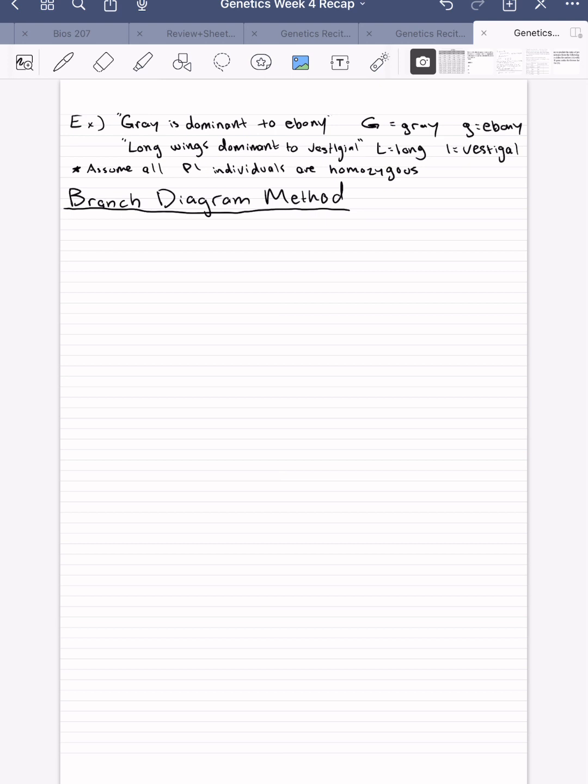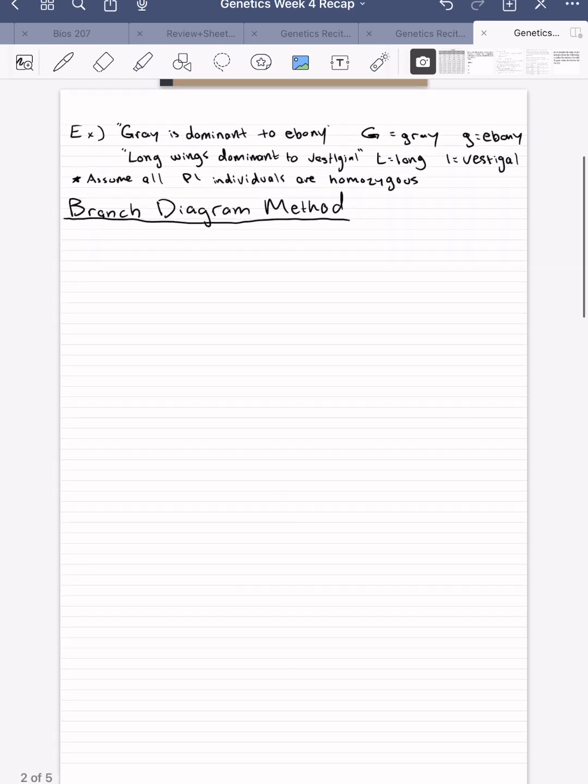In this video, I'm just going to go over a couple of the topics we spoke about in recitation yesterday, one of them being Mendelian genetics and how to assort them. So here we're given an example problem. It says gray is dominant to ebony, and long wings are dominant to vestigial.